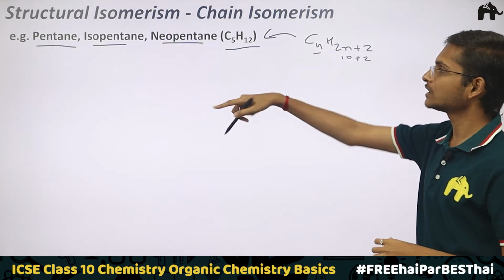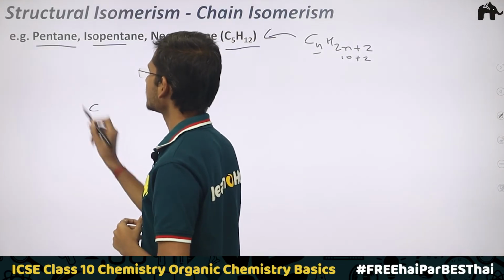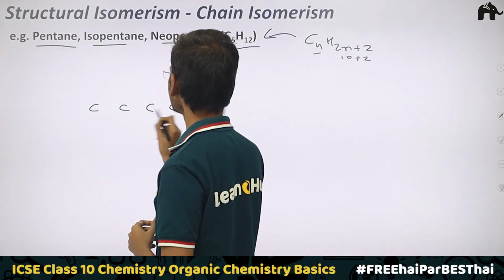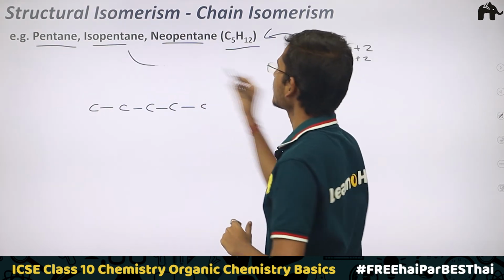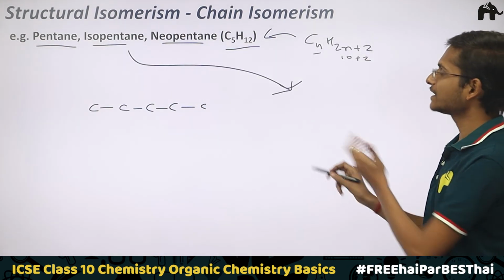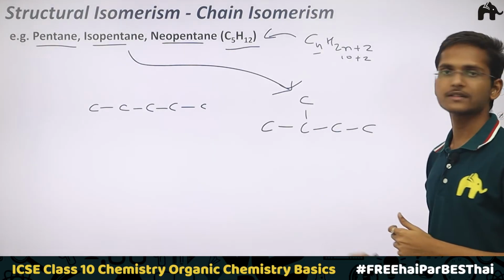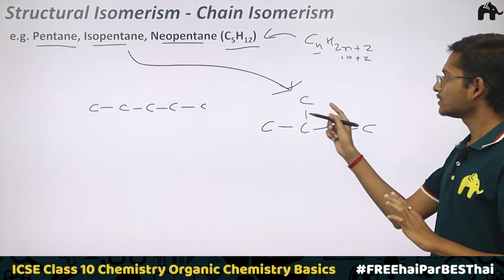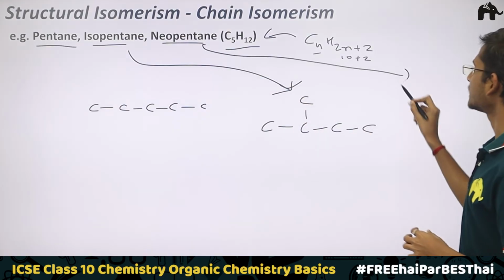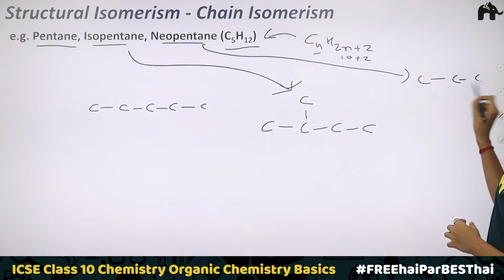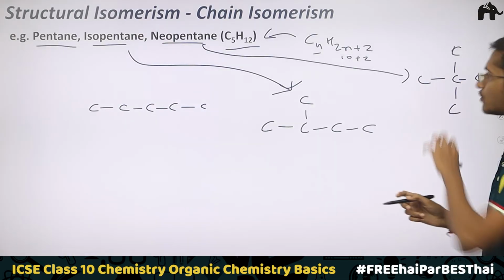Now how can we write the isomers of pentane? First, simply pentane: 1, 2, 3, 4, 5. All 5 carbon atoms are in a straight chain like this. The isopentane's carbon skeleton is slightly different. How? 1, 2, 3, 4 are in the straight chain, and on the second carbon there is a carbon branch, one carbon attached to the second carbon as a branch. And the neopentane is slightly more interesting: 1, 2, and 3 in a straight line, and 1 above the second and 1 below the second carbon atom. In this way they are linked.